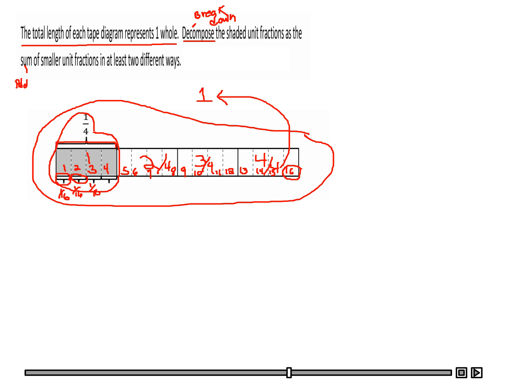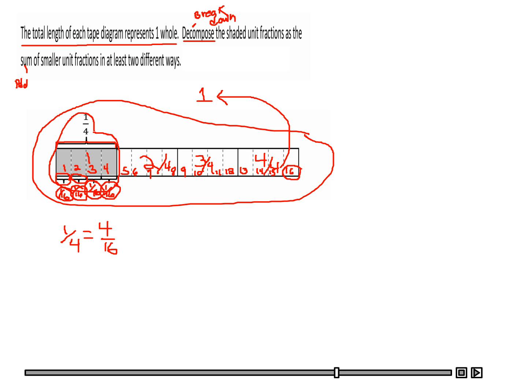Since we're only concerned with the shaded area, this would be 1/16, 2/16, 3/16, and just counting on, 4/16. So in other words, 1/4 is equivalent to 4/16 because we just broke 1/4 into 4 smaller units.